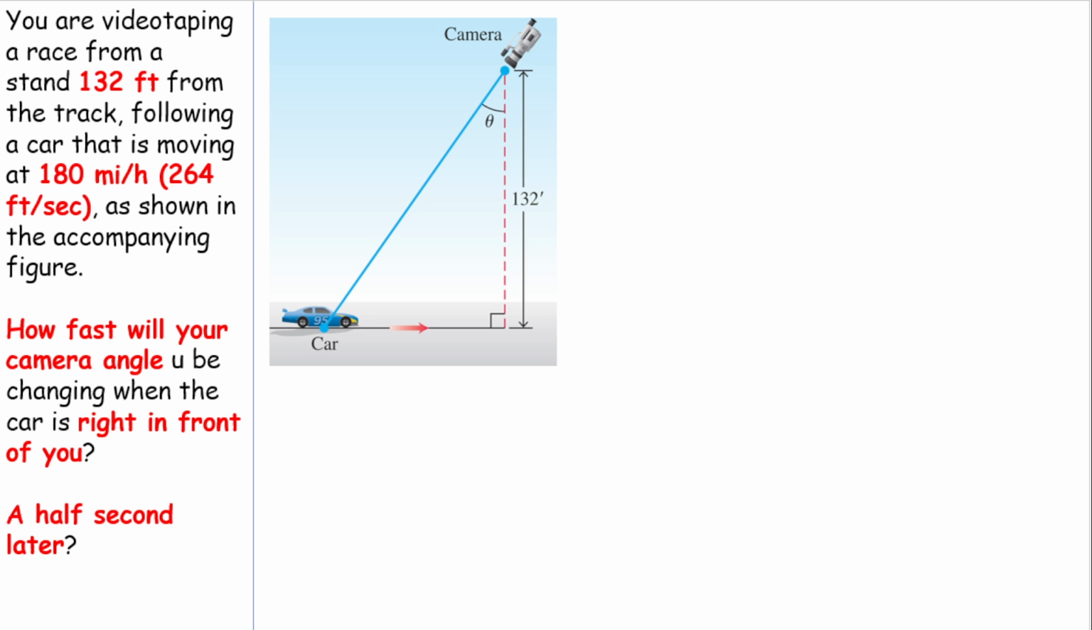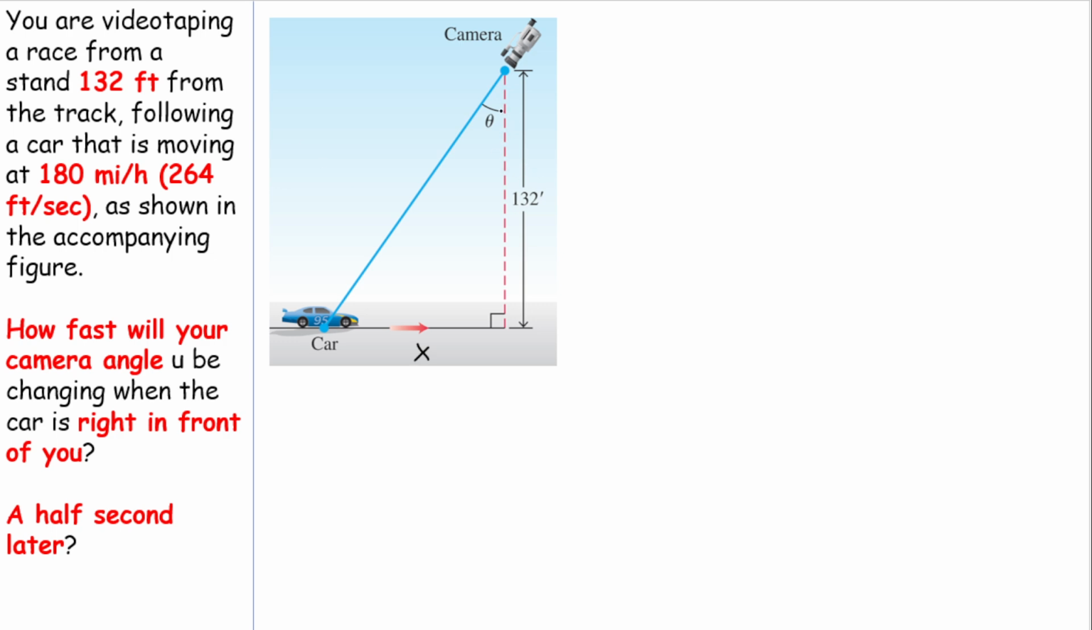Okay, let's see what can we do here. I'm here with the camera and I'm looking at this car that is racing there. This forms a right angle triangle, right? So I think we can model this using trigonometry. Let's name the distance between the car and where I stand as x. And we already know that this is 132 feet, right?